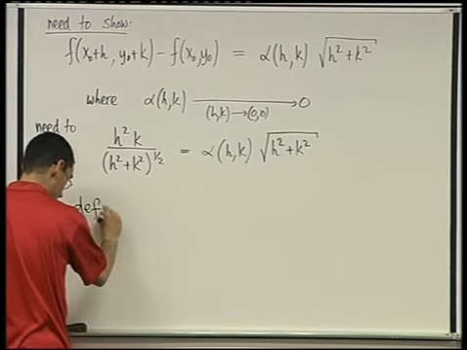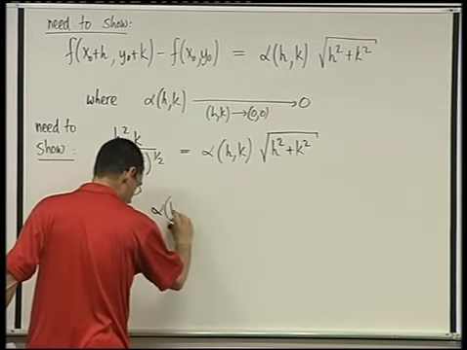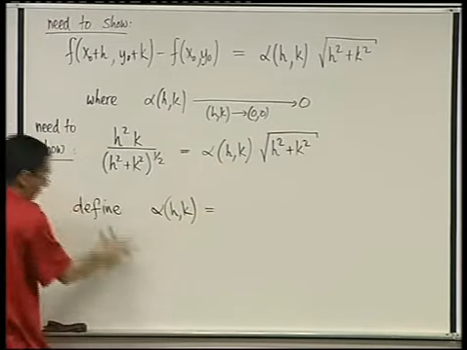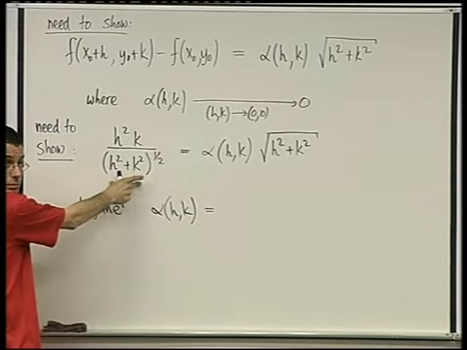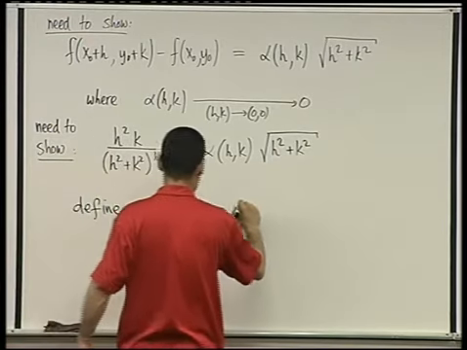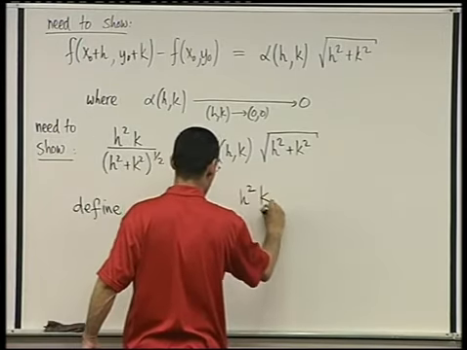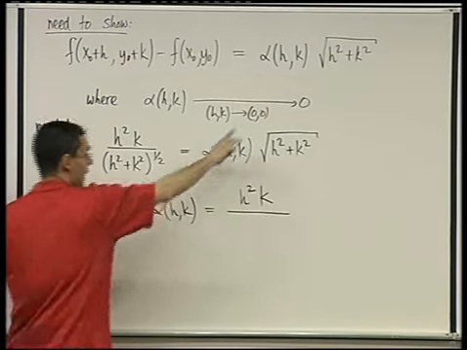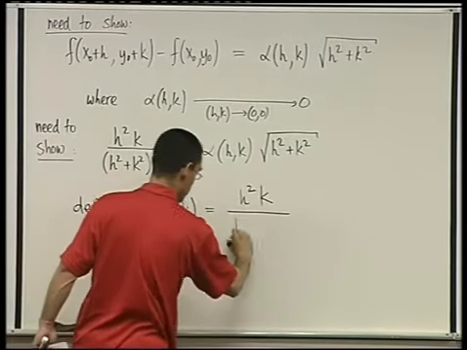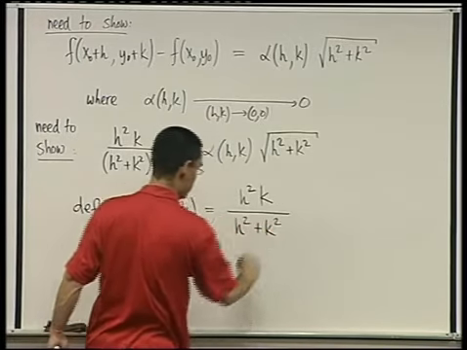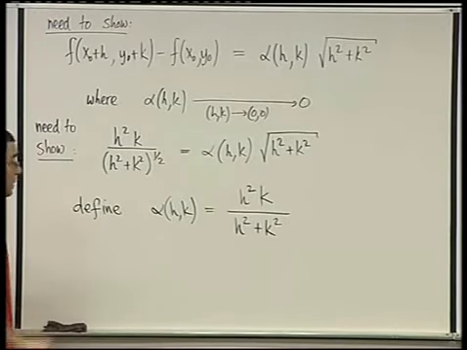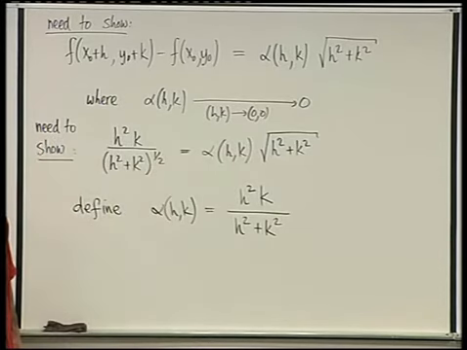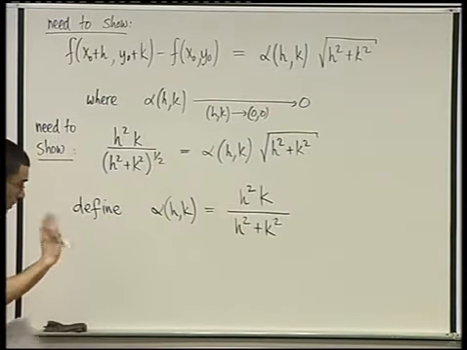Now I'm going to tell you what alpha is. Alpha of hk, I'm going to take it to be this divided by that root. So alpha of hk is going to be h squared k divided by the root of h squared plus k squared, and again divided by that root. So it's just h squared plus k squared. Do you agree that this function alpha, if you plug it in here, you get an equality for every h and every k? Clear? So this is not a big guessing game.